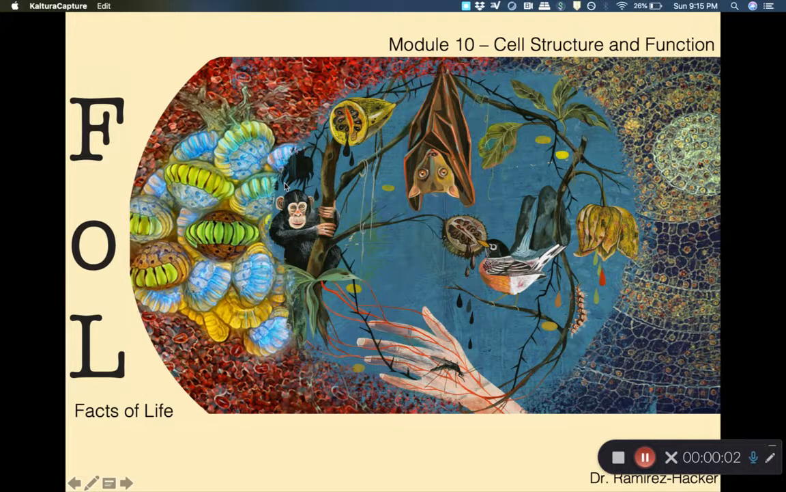So now that we've really covered the main basis for organic molecules and their structure within the cell, we're going to be moving in and focusing specifically on cell structure and function, and how those macromolecules start to become processes within the cell.